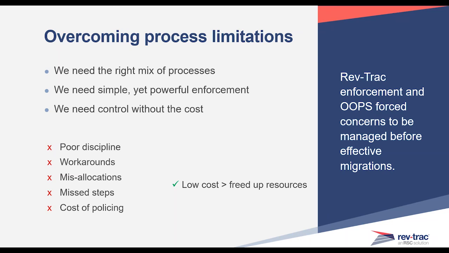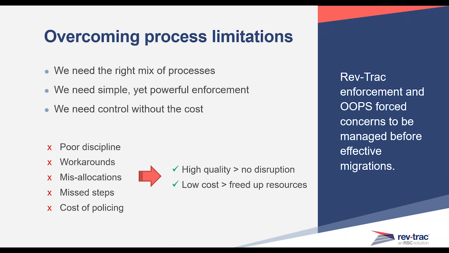So, for example, once Rev-Trac is fully implemented, a user cannot save a change unless it's attached to a pre-approved Rev-Trac request. So already the discipline issue is overcome, the workaround is overcome. There are ways to overcome misallocations as well. And of course, once it's in the process, things like electronic signature approvals and automated workflow approval will ensure that steps are not missed. Major benefit here is that the cost of policing actually goes down. So we have our high quality, which is what we want. Disruptions are minimized. Our costs are lower. Resources are freed up to do other things.